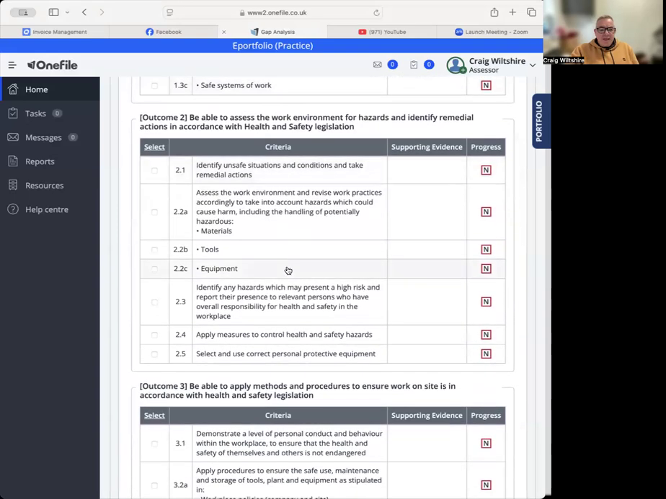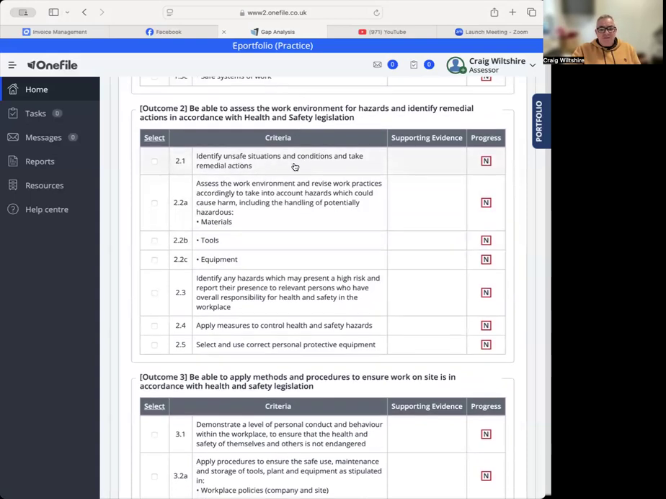Next section: be able to assess the work environment for hazards and identify remedial actions. So identify unsafe situations. If you're producing photographs, it could be some cable across the floor. It could be a void that's not been covered on the floor that somebody could fall down. So you're really looking to give an example of a hazard you've identified. You know that's a hazard, and you take remedial actions. What are you going to do about it?